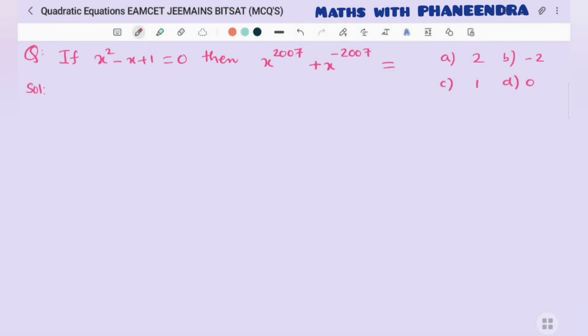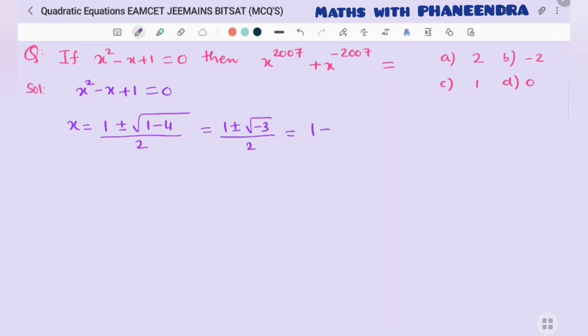Yeah, and the next question: if x square minus x plus 1 equal to 0, then x power 2007 plus x power minus 2007 equal to: a equal to 2, b equal to minus 2, c equal to 1 and d equal to 0 are the four options. So first, quadratic equation x square minus x plus 1 is equal to 0. Find out the factors. So x is equal to minus b plus or minus root of b square minus 4ac, which becomes 1 plus or minus root of minus 3 divided by 2. That also can be written as 1 plus or minus i root 3 divided by 2.